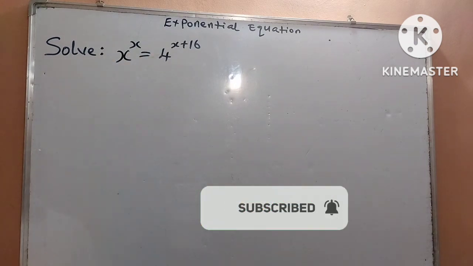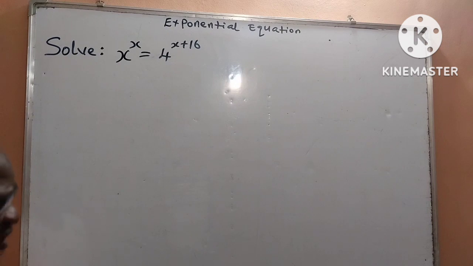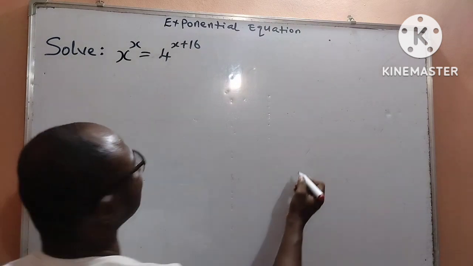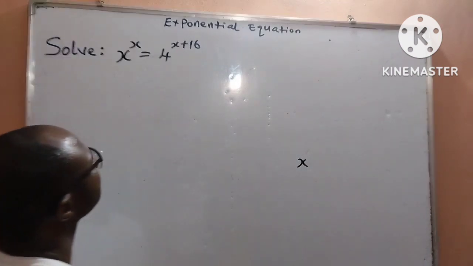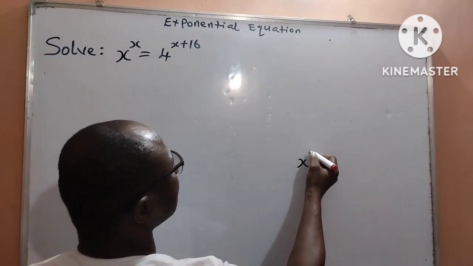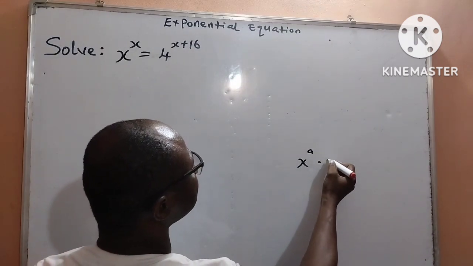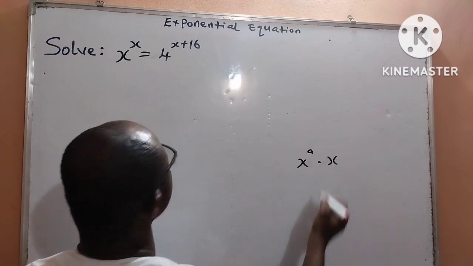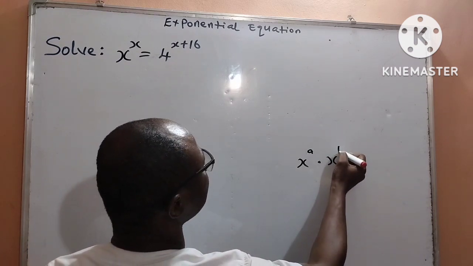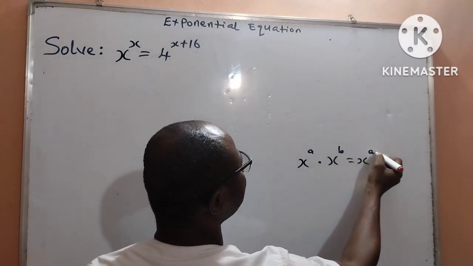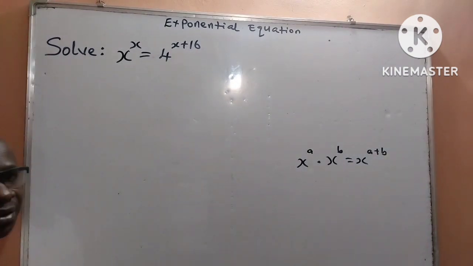We dive into solving this. We are going to start from the right hand side, okay? But let us remember this law of indices that says that if I have x to the power of a, then multiply by x to the power of b, it is equal to x to the power of a plus b. Very good.